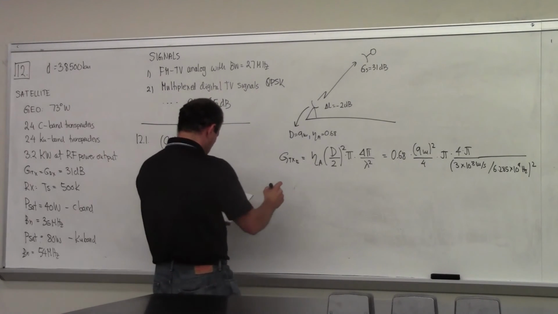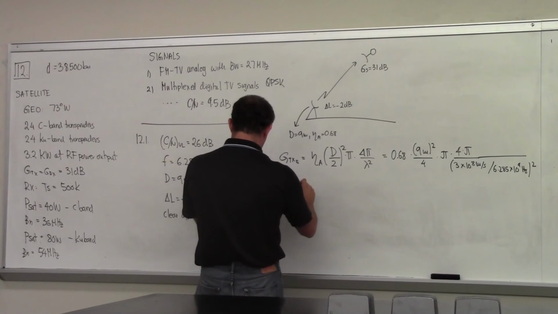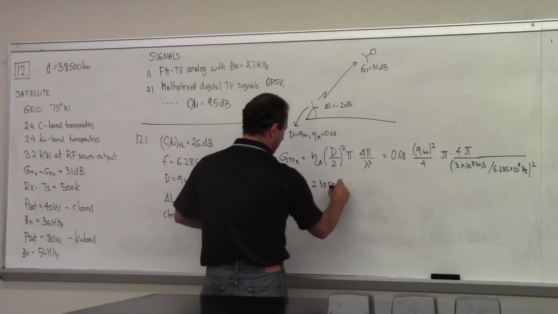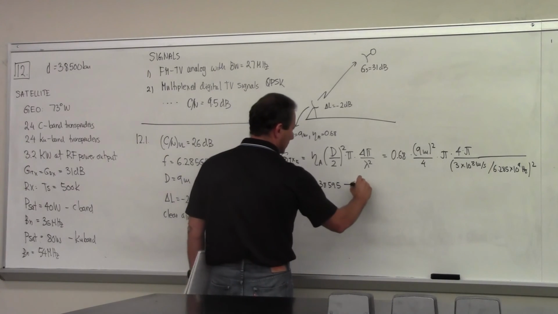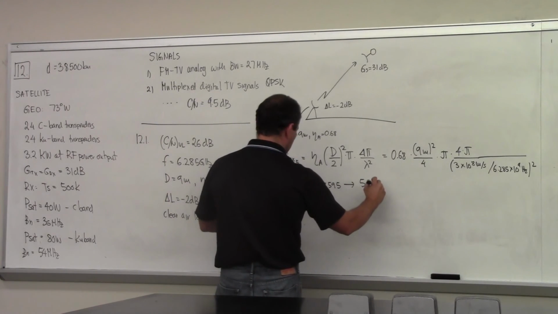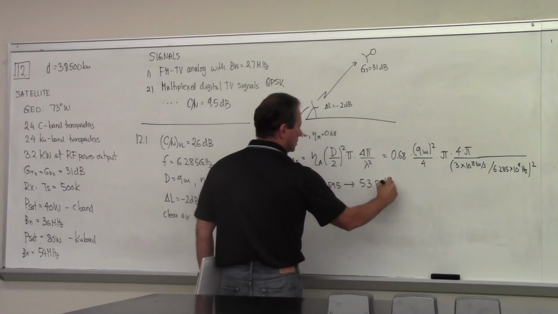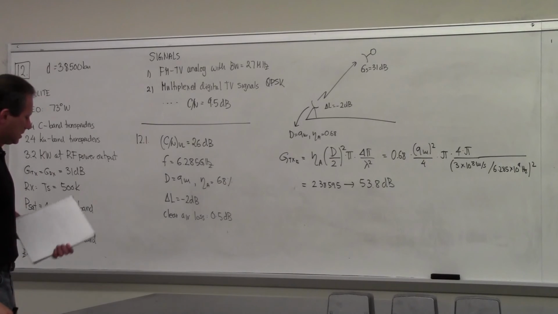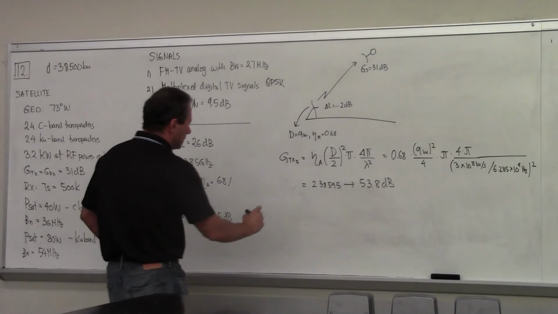Of course, this would be in linear, so when you calculate, this ends up being 238,595, which is 53.8 dB. So huge antenna, therefore huge gain that this guy has. So now, uplink link budget here.